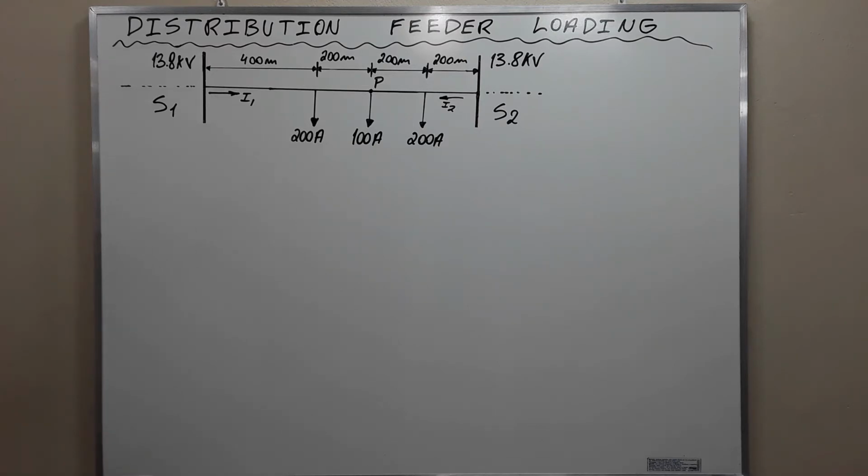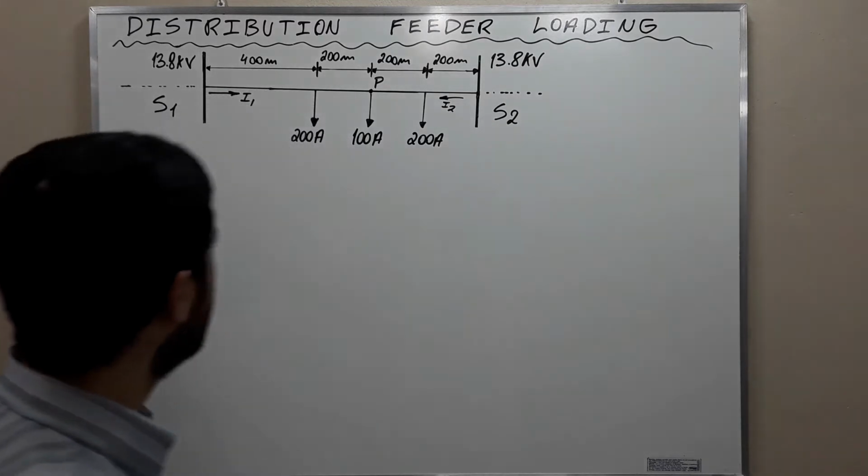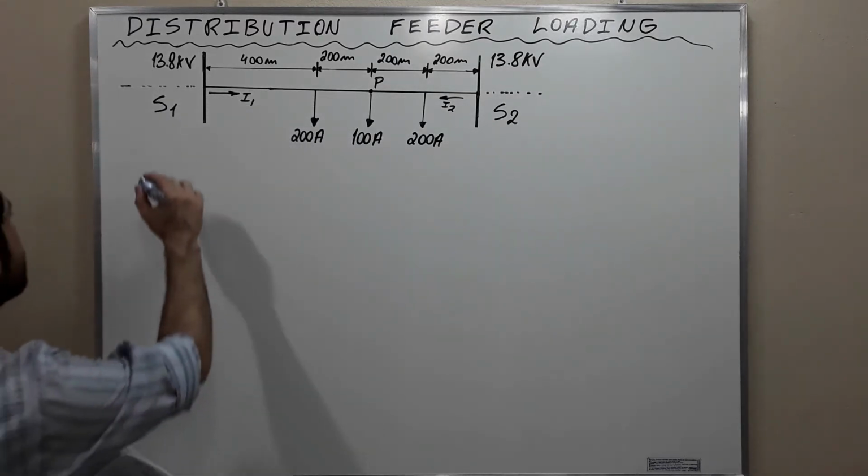A 1 km long distribution feeder with resistance but negligible reactance is fed from both ends at 13.8 kV by a redundancy loop departing from different substations. The feeder supplies concentrated loads of unity power factor as shown in the figure. The question: calculate the contributions of source 1 and source 2 at point P. Okay, my friends, this is the question. Now let's go to the solution.